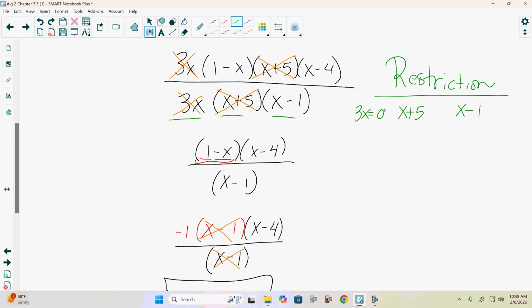Now, the easiest one out of the 3, or the nicest one out of the 3, is our 3x. Because we're saying 3 times x is 0. Well, we can divide both sides by 3. 3x divided by 3 is x. 0 divided by 3 is 0. So that's just saying x cannot be 0.